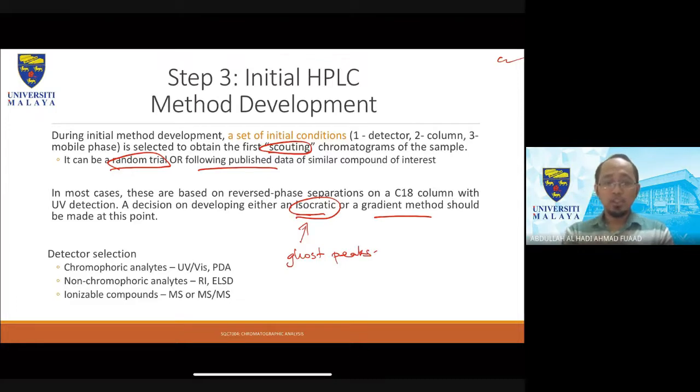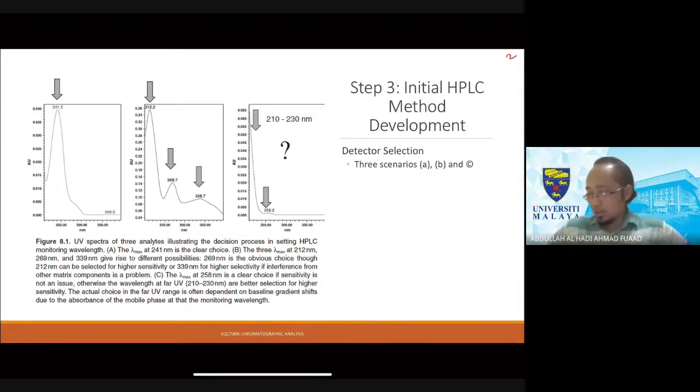So detector selection, as we've covered, there are various detectors that you can choose, depending on the budget that you have. This is just an example. If you have these three scenarios, what would you choose? It's the basic ones. Basically, you have three different samples, and these three different samples have different UV absorptions. So what would be the wavelength that you need to use for your detector?